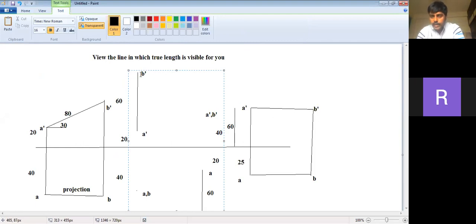In the next session, I'm going to discuss this inclined to VP plane. So today, the points I discussed: perpendicular to HP, the first problem. Perpendicular to HP, parallel to VP, that is the first problem. Second, the opposite: perpendicular to VP and parallel to HP. Third, parallel to both principal planes HP and VP. This is the fourth problem: inclined to HP and line length. So we have discussed 4 problems.